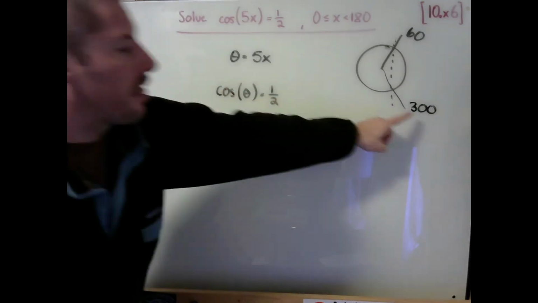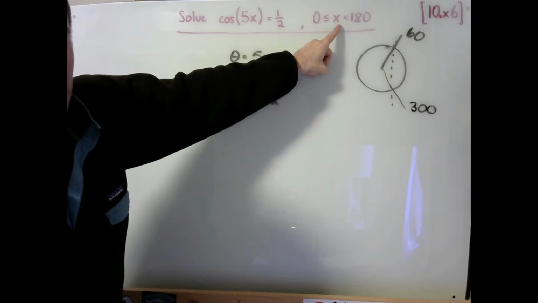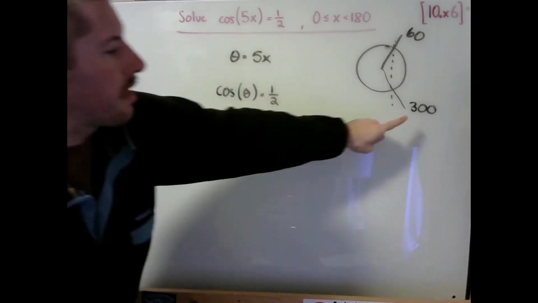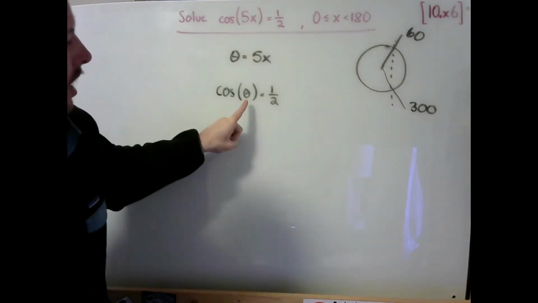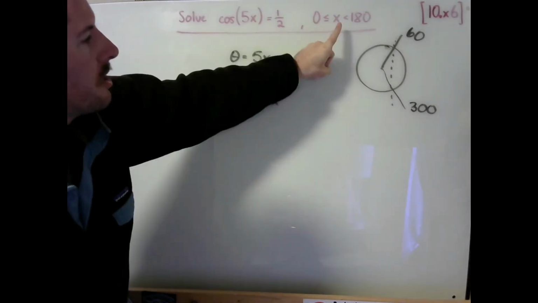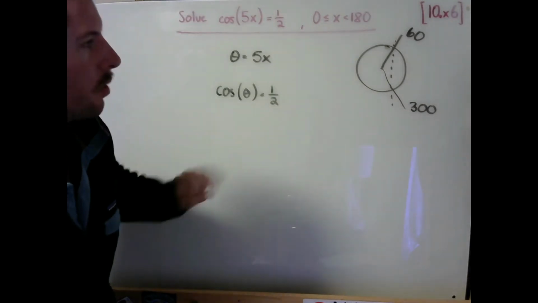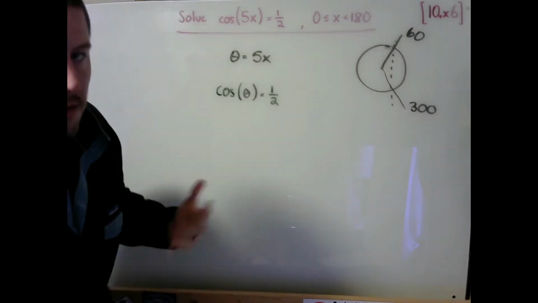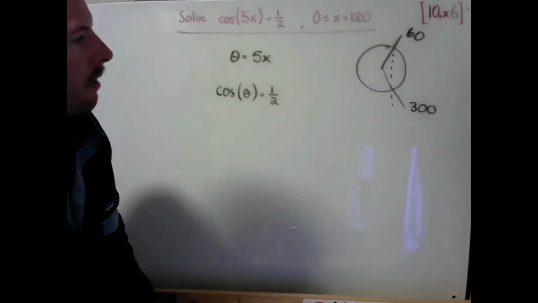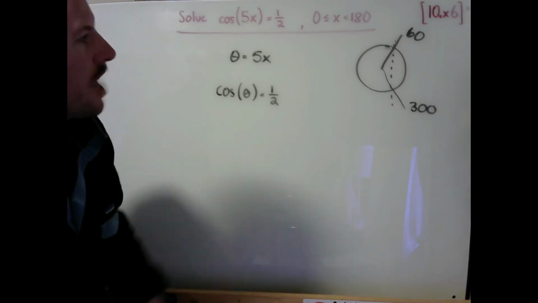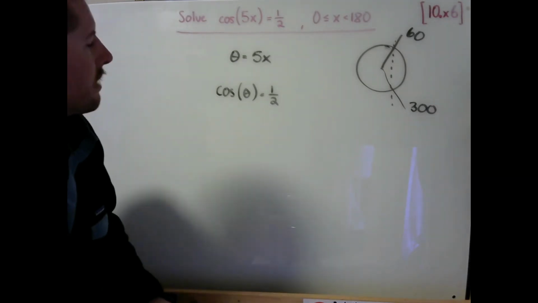You should notice that 300 is certainly not within our desired interval, but these are theta angles. We need to make sure that x is within 0 to 180, not necessarily theta. So we'll make sure that we're within this interval at the end of our problem, but for right now, let's remain general to make sure that we find all the possible solutions.